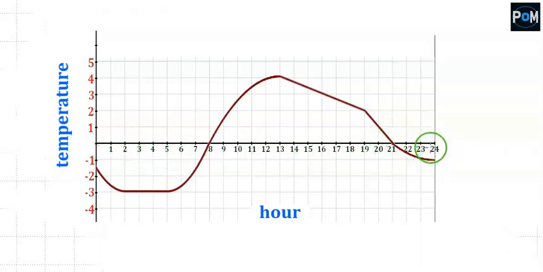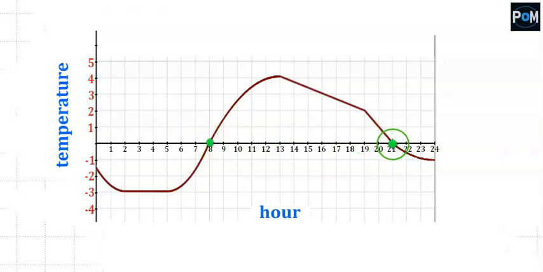The range of this function is the range of temperatures that appeared here, with the lowest being -3 and the highest being 4. So the range is from -3 to 4. Zeros are when the temperature was 0, so zeros are here and here.